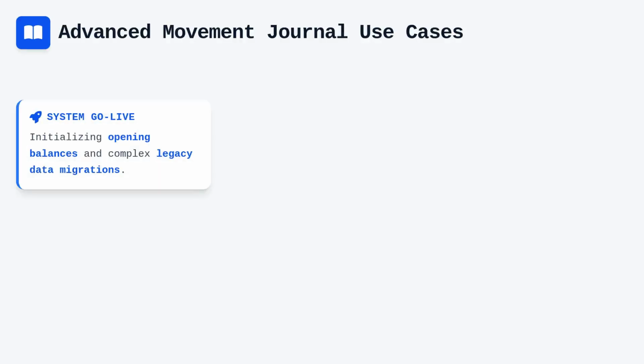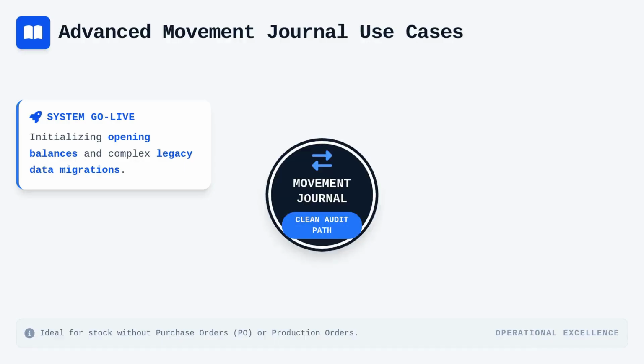When we look at advanced use cases, the movement journal becomes an essential tool for initializing opening balances during a system go-live or handling complex legacy data migrations. If you need to bring in stock that does not have a purchase order or a production order, the movement journal provides the cleanest audit path.